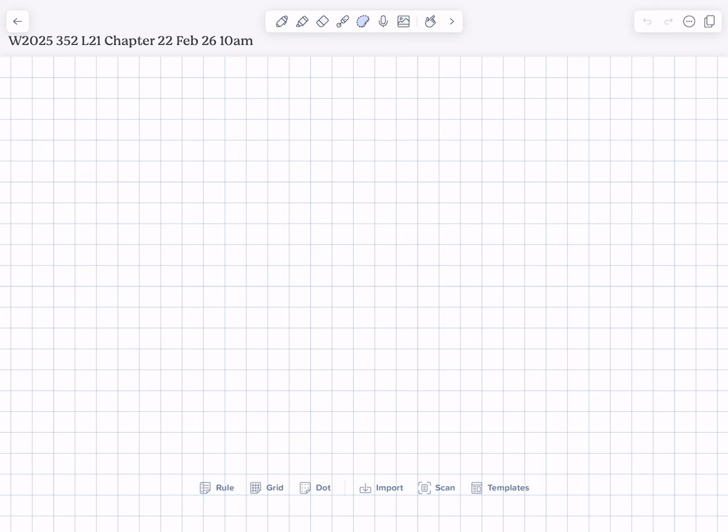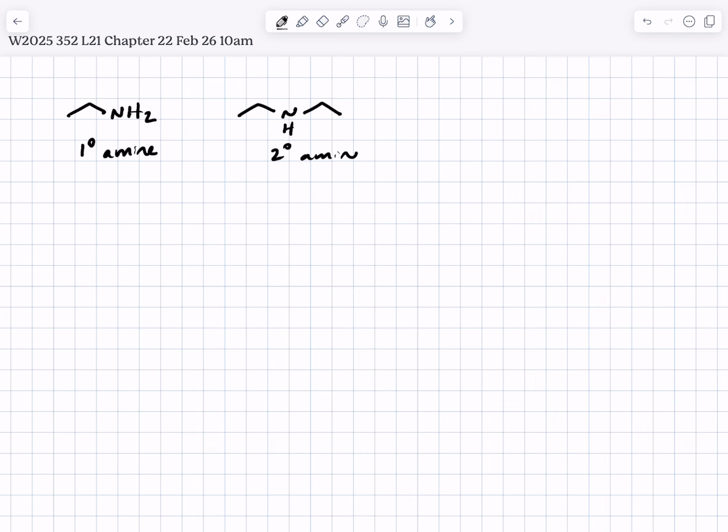All right, so the theme in chapter 22 is nitrogen. And so much of this you already know. What I've drawn here is an alkyl amine with an alkyl group on it. This is a primary amine. Two alkyl groups make it a secondary amine. Of course, three alkyl groups make it a tertiary amine. But if you have four alkyl groups, then it's an ammonium ion.